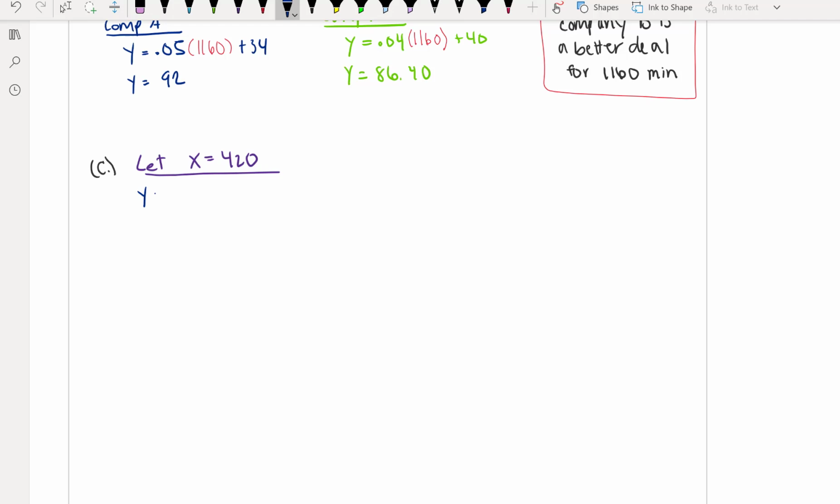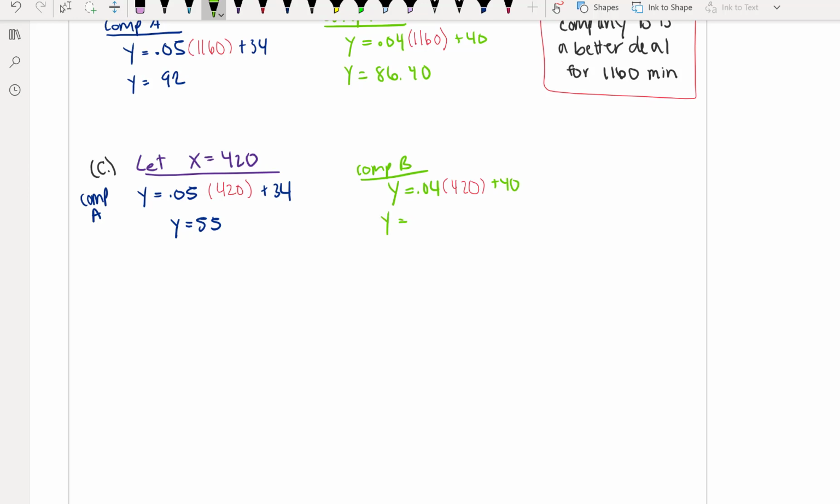So I have that y is equal to 0.05. Now the value that I'm plugging in is 420, and I have my plus 34. And of course, again, this is company A. When I plug that into my calculator, I'm going to get 55. Now I'm going to do the exact same thing for my company B. So I have y is equal to 0.04, and the x value that I'm plugging in is 420, plus 40.